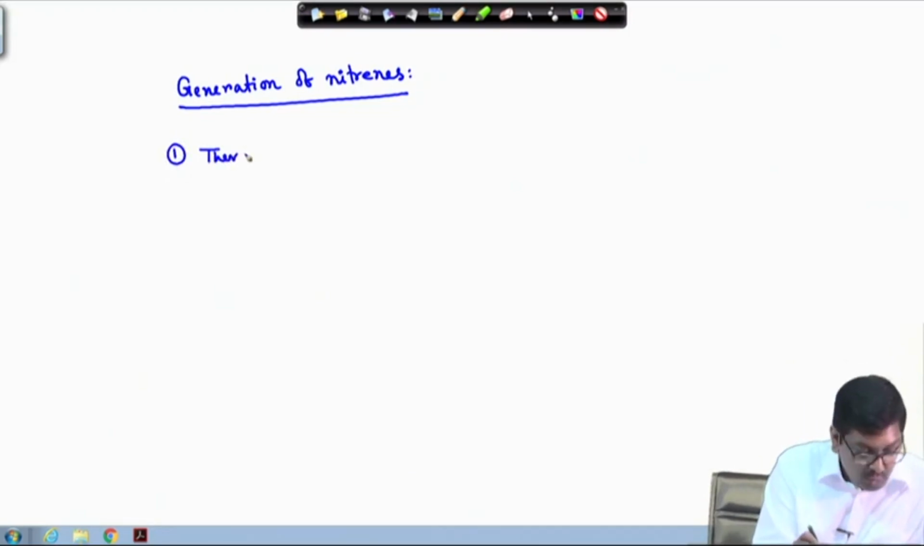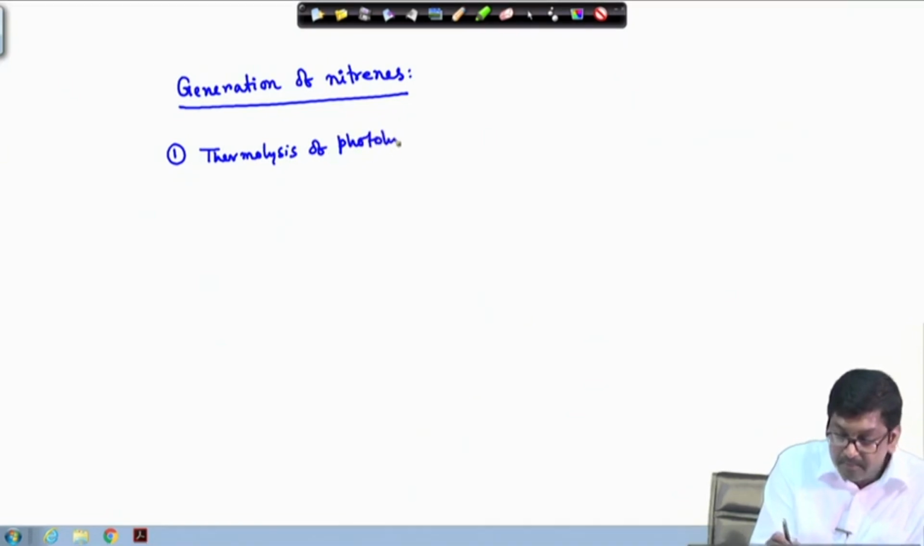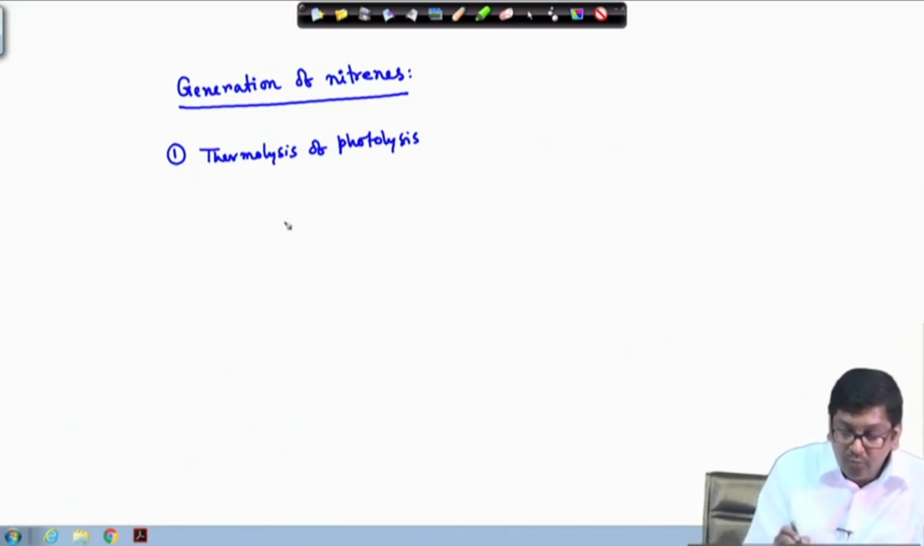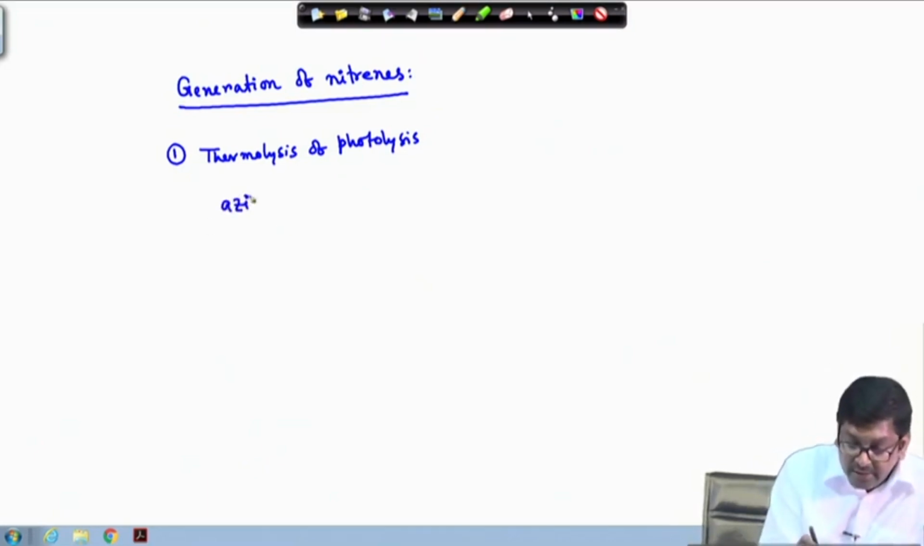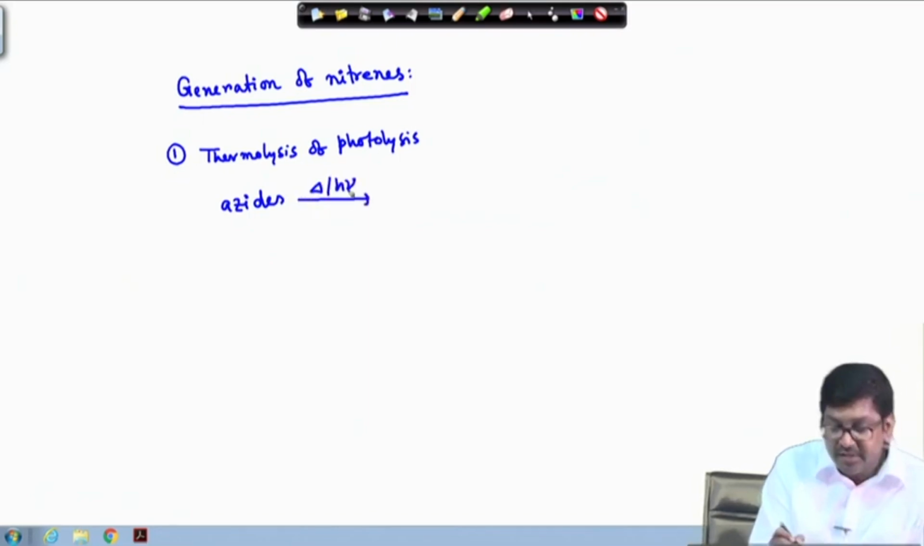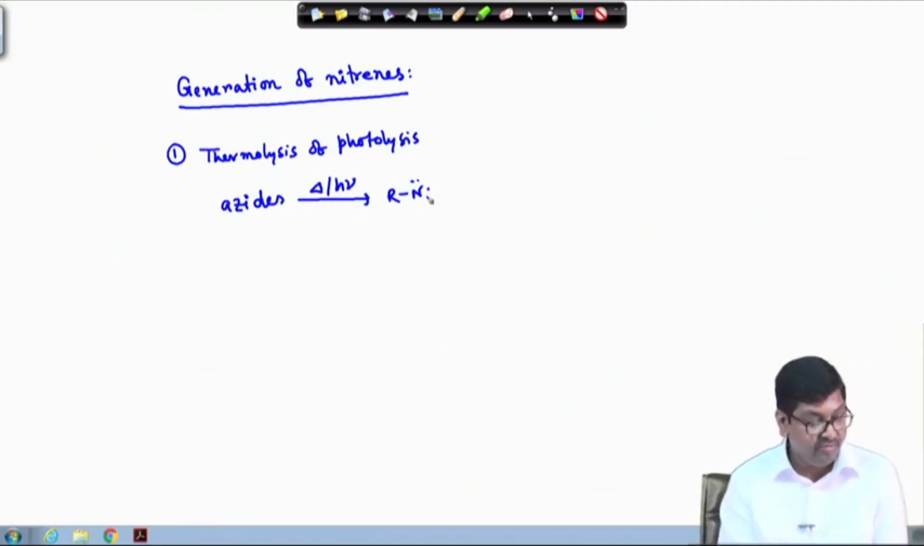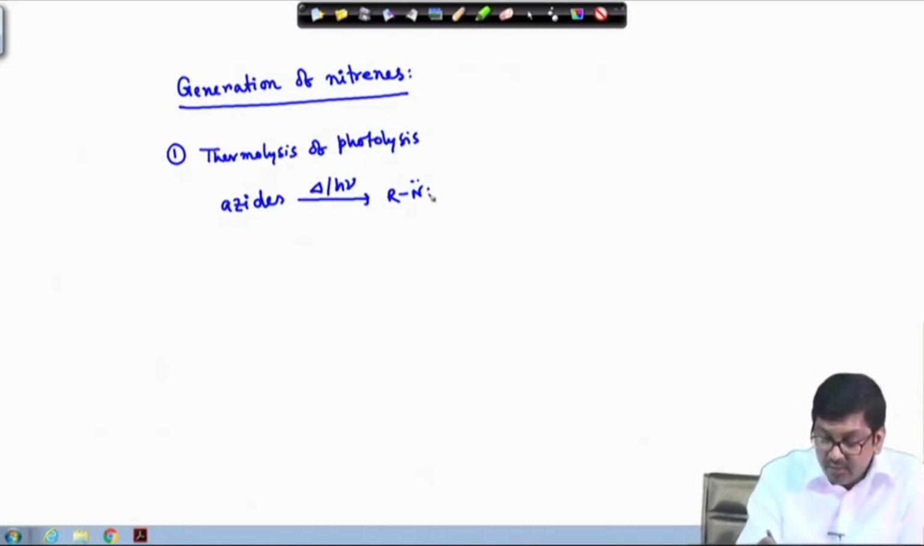So, the first method could be thermolysis or photolysis. In this case we have to irradiate azides, either with heat or h nu, depending upon the requirement or reactivity, and we can generate the corresponding nitrene. And what will it liberate? This will liberate nitrogen.